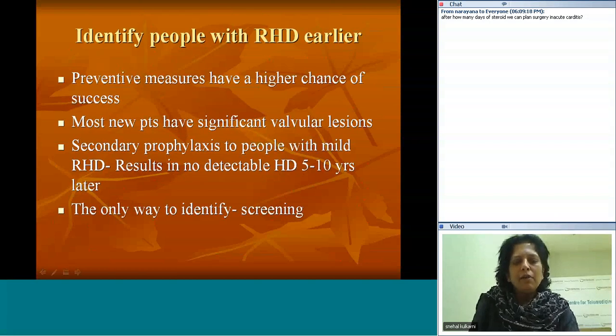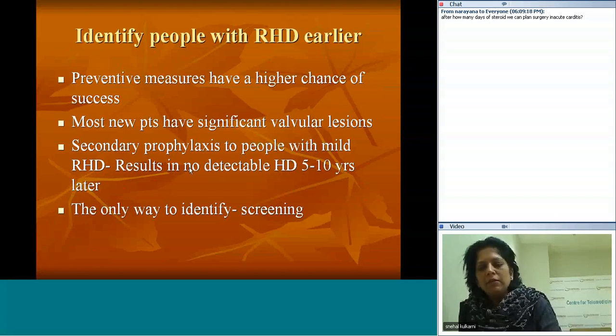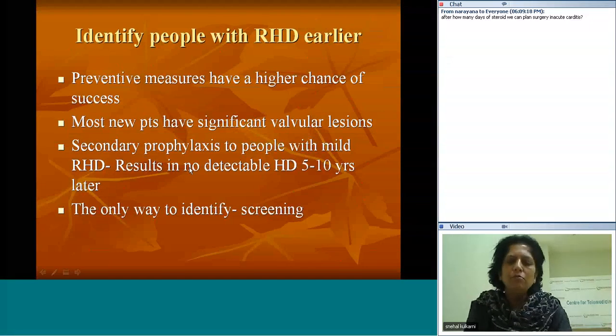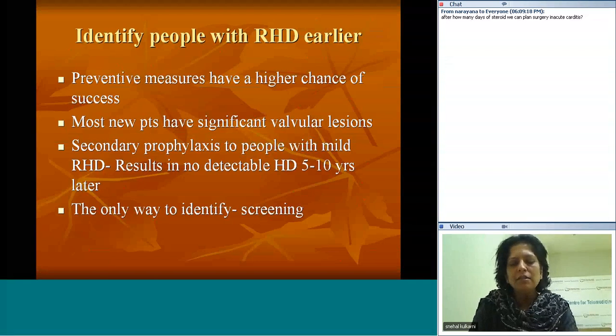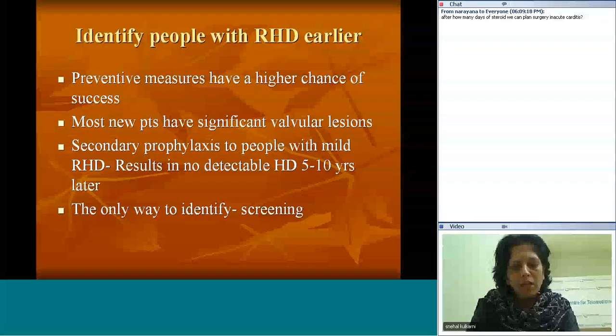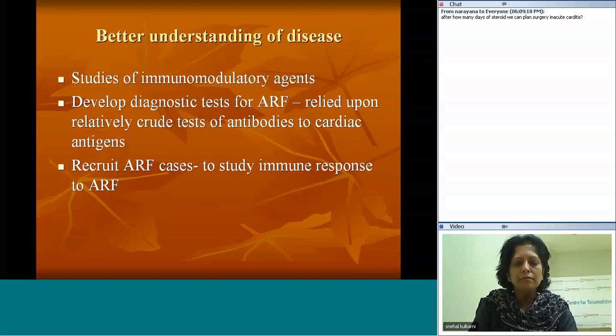Now the next one is we have to identify people with rheumatic heart disease earlier. So as I said, preventive measures have a higher chance of success rather than curing them. Many new patients already have significant valvular heart disease, so therefore we have to work more on preventive measures for acute rheumatic fever. If you really adhere to secondary prophylaxis in people with mild carditis, it results in no detectable heart disease 5 years down the line. And the only way to identify the patients with rheumatic fever or the recurrences is continuous screening.